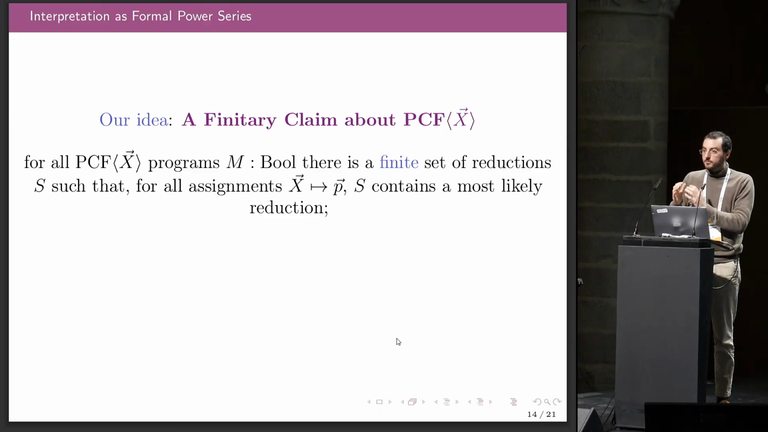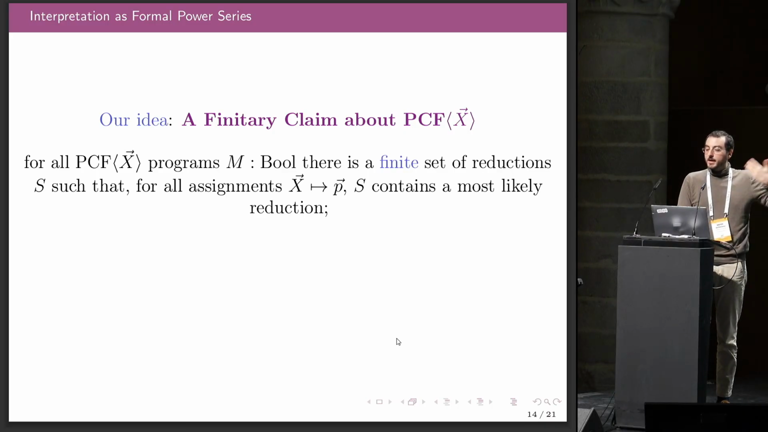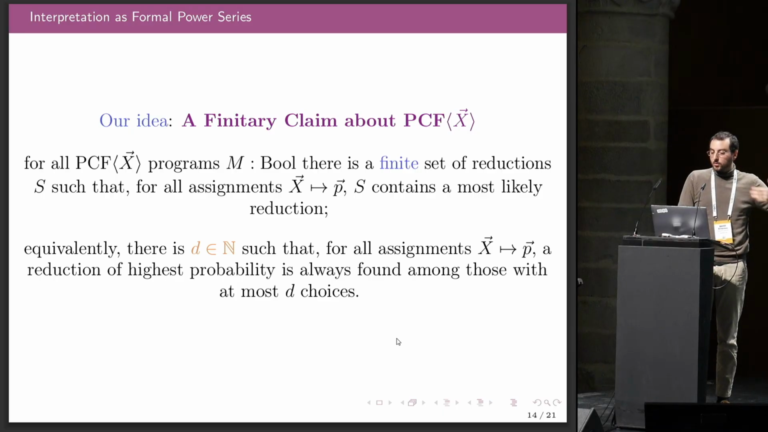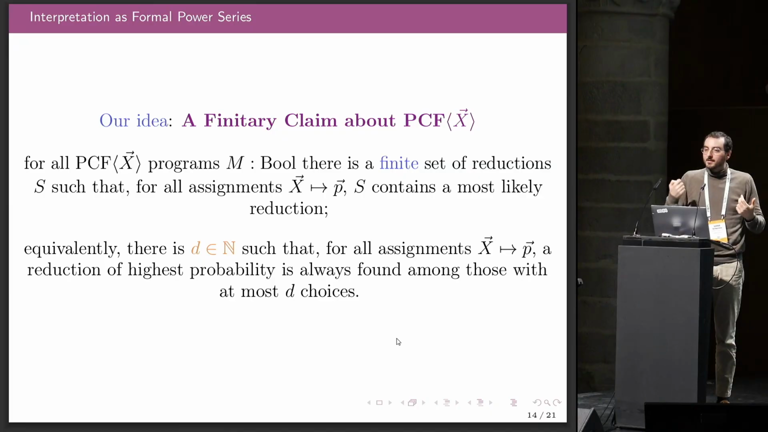Okay, so it gives a finite set of possible reductions to consider in order to find the most likely one. Or equivalently, there is a number which is an upper bound on the probabilistic choices that we have to make before finding such a most likely reduction.